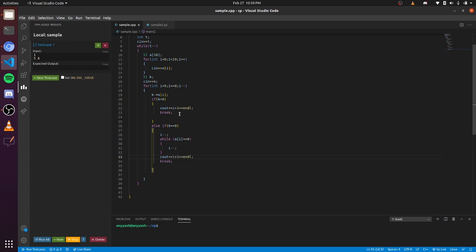1. So why plus 1? Because in the question we have been given indexing from 1, and here we are coding with 0-based indexing, so the plus 1 is necessary.